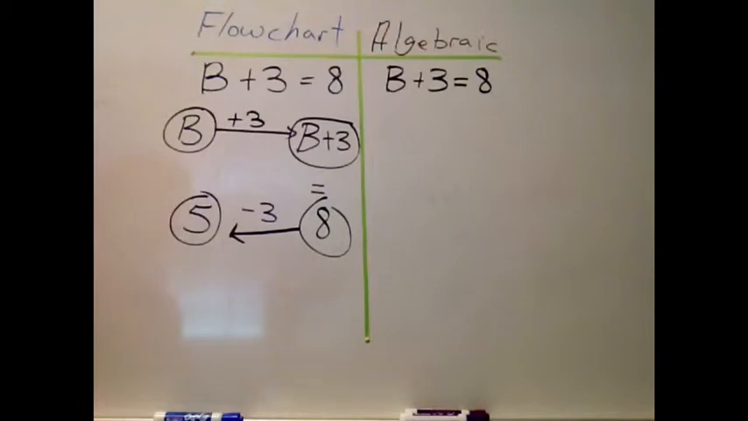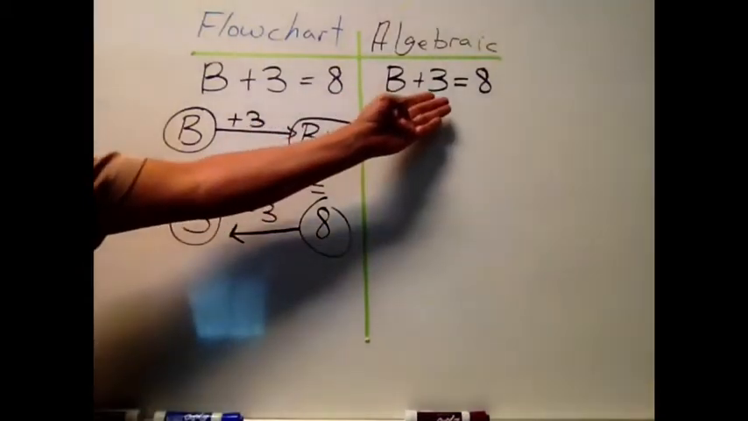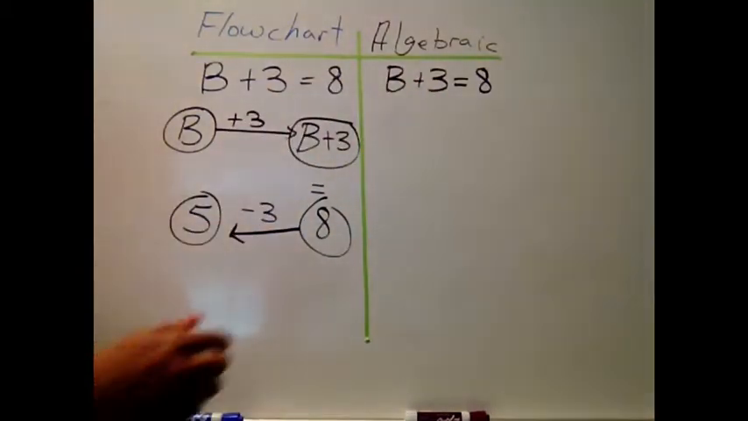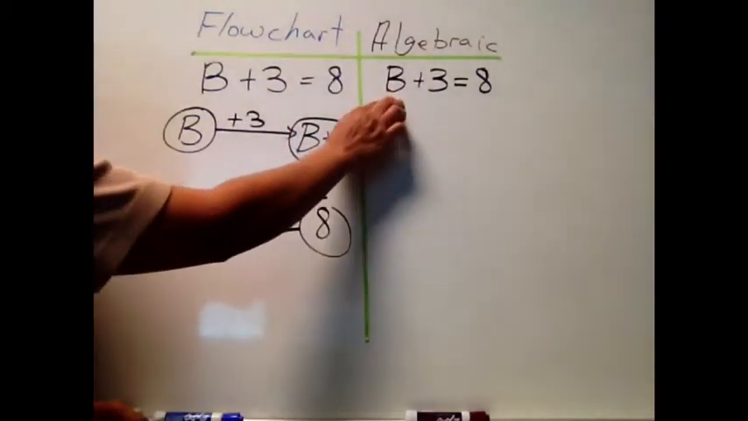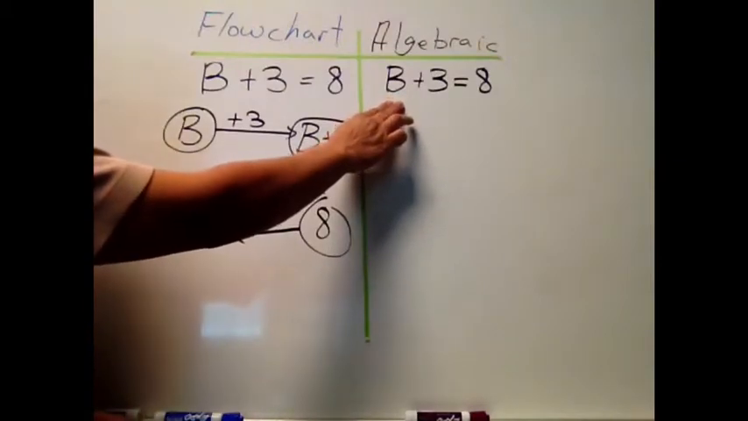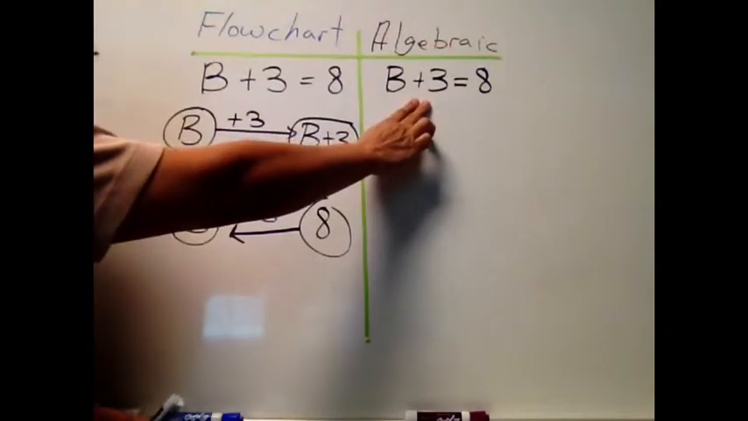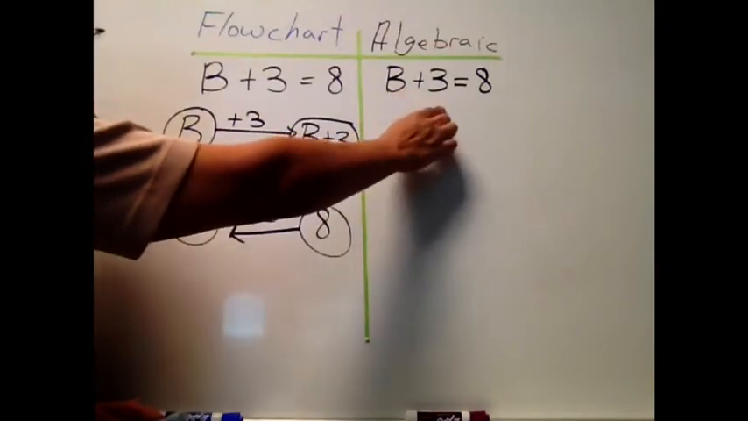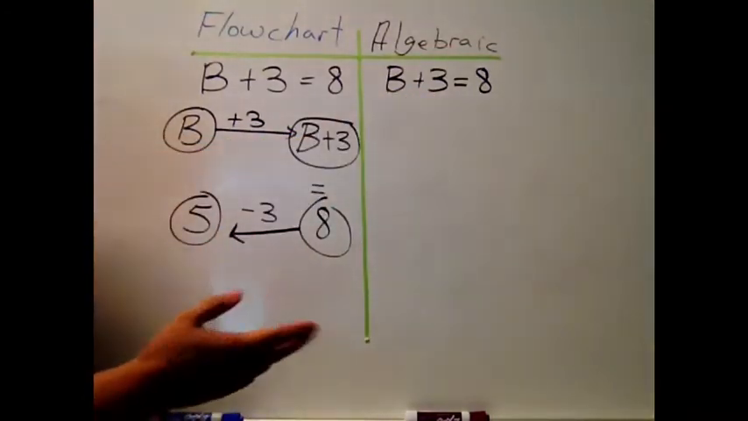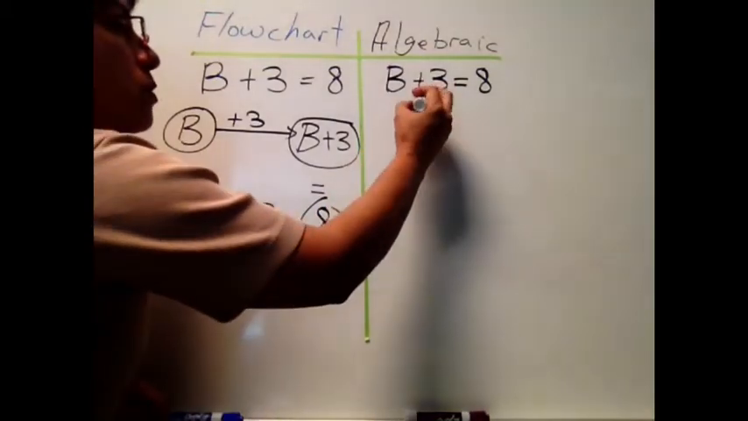All right, now let's look at the other side. On the right side, we see algebraic. What we're trying to do is we see that B plus 3 equals 8. And we want to do the opposite. We want to isolate B, and we want B equals. To do that, we have to remove this. So we're going to do the opposite of what's there. This is plus 3, so we will subtract 3 from both sides.